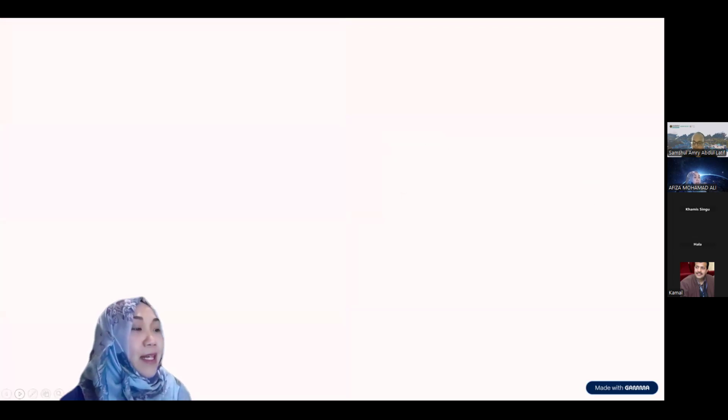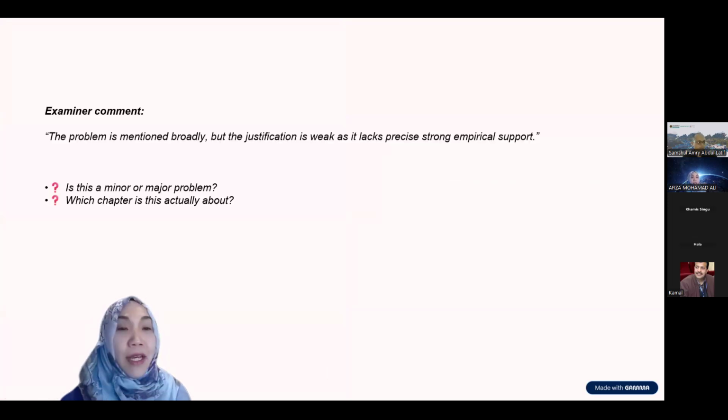All right, just to warm up, guys, have a read on this screen of mine. Is it coming out? Examiner comment. Yes, it is clear. Everybody just read that comment on your own. It says, the problem is mentioned broadly, but the justification is weak as it lacks precise, strong empirical support.